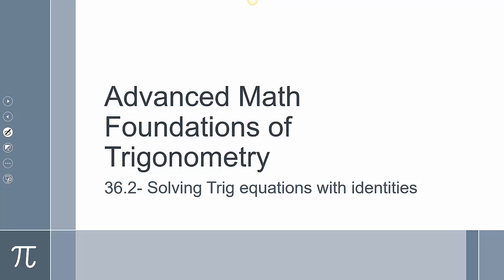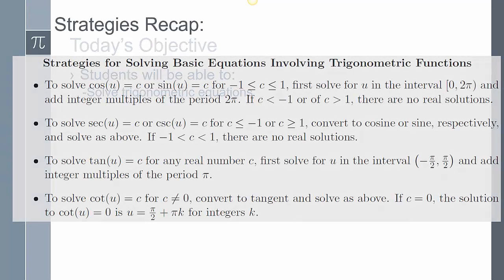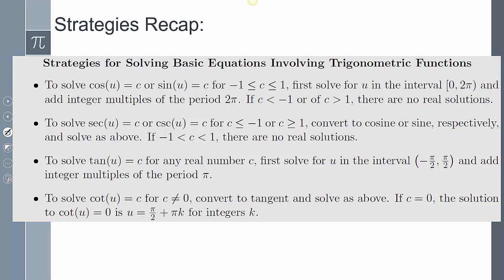This is going to be 36-2, solving trig equations. We're going to solve trig equations and use identities to help us solve them. Just remember some of the strategies that we talked about yesterday. Cosine and sine have a period of 2 pi. Tangent has a period of pi.